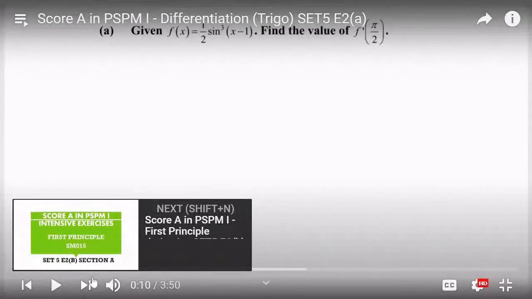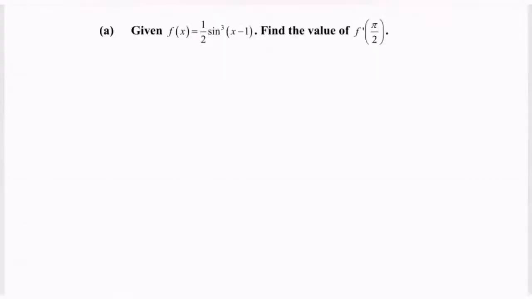So given the function f(x) is equals to 1 over 2 multiplied with the sine cube for the angle x minus 1. Find the value of f prime for the angle pi over 2. So given the situation, f(x) is equals to 1 over 2 bracket sine for the angle x minus 1 to the power of 3. Next, differentiate the situation with respect to x, and we have f prime x equals to 1 over 2.